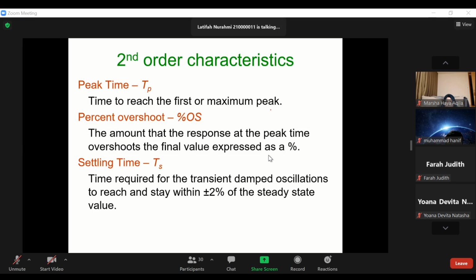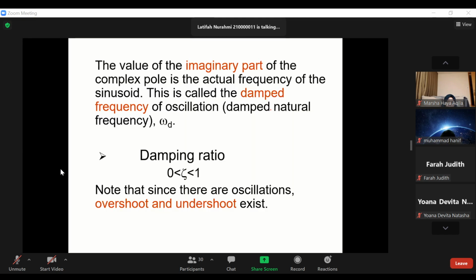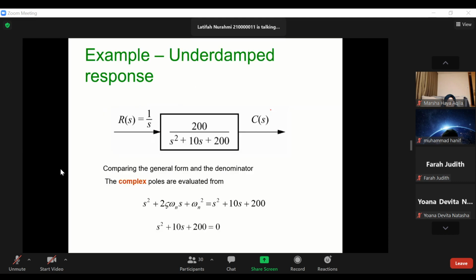Before coming to the next topic, there are several properties: peak time, settling time. There is also settling time for second order. So let's see an example here. Okay, we understand. We will talk a lot about the underdamped system because the system is interesting. So that's why we'll talk about the underdamped system. For example, like this, take a look at it.